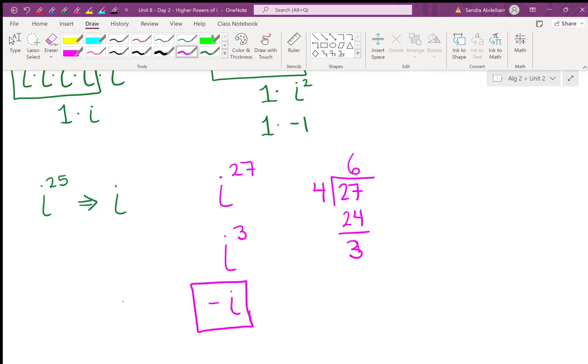If you see the shortcut, or if you're catching on, what would i to the 46th power be? You got it. It would be negative 1. Are we all good here? Anybody not understand how to simplify these? Okay. So let's do more problems.